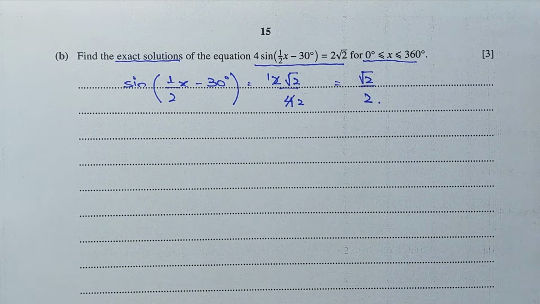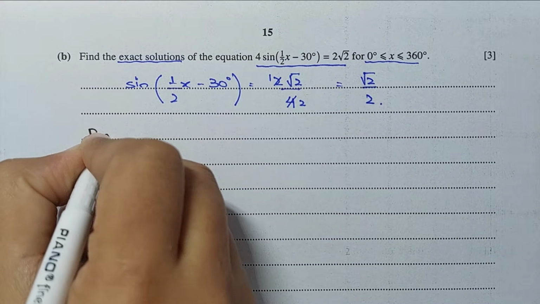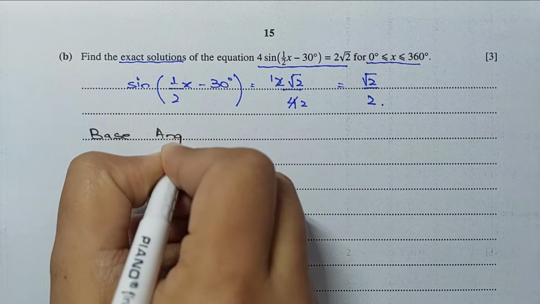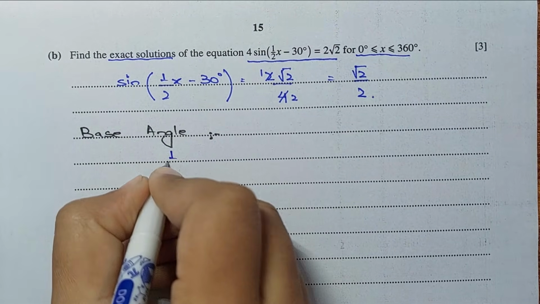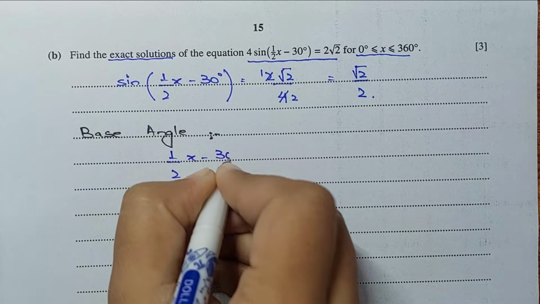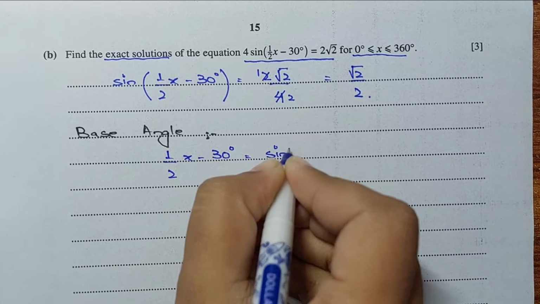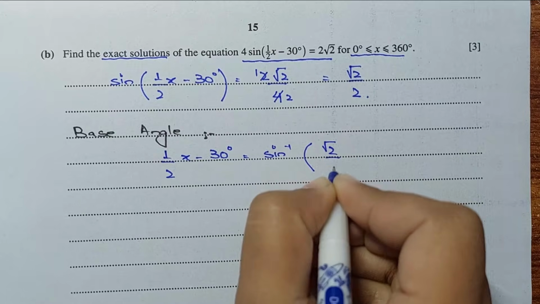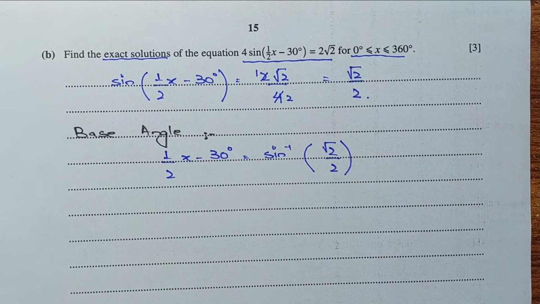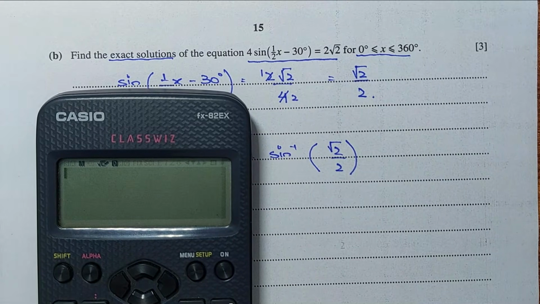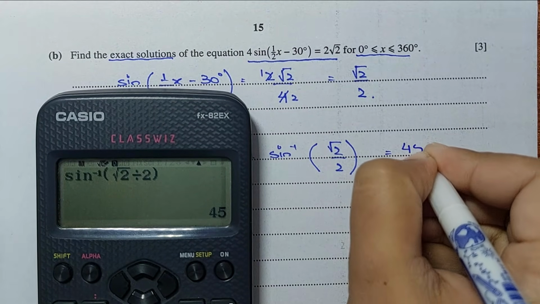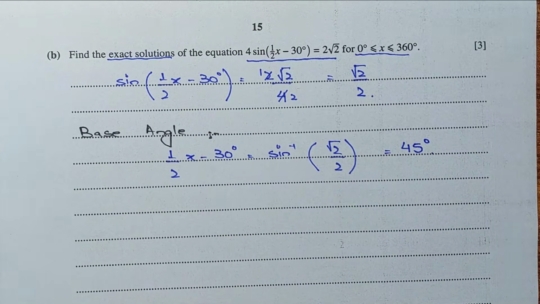So the first thing is to figure out the base angle. The base angle is half x minus 30 degrees, which equals sine inverse of root 2 over 2. This is in degrees, right? Your calculator should be in degree mode. My calculator is in radian mode. Let me put it to degree mode now. Sine inverse of square root of 2 divided by 2 is 45 degrees. So this is your base angle. Base angle is 45 degrees, right?